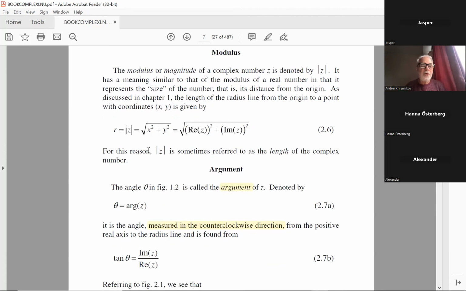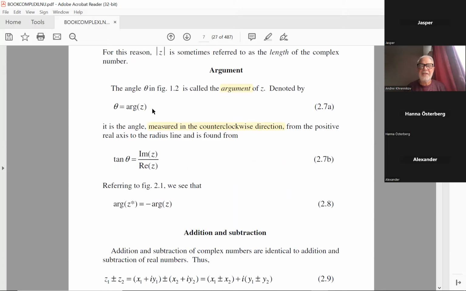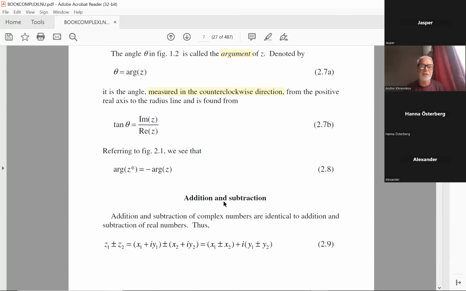Modulus. The modulus of a complex number is its length. It's the length of this vector on the plane, so we can write it in this way. Argument. This is this angle theta. So we start from the real line and go up. Typically, the argument is defined between minus pi and pi, where we have negative arguments, or between 0 and 2 pi. So it depends on how you like to do this.